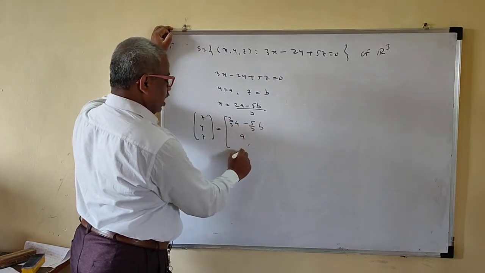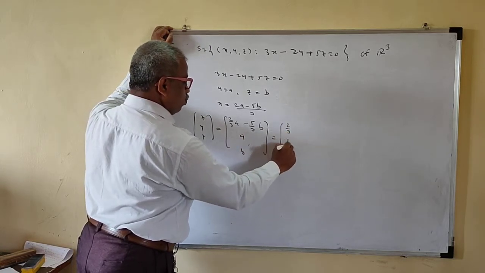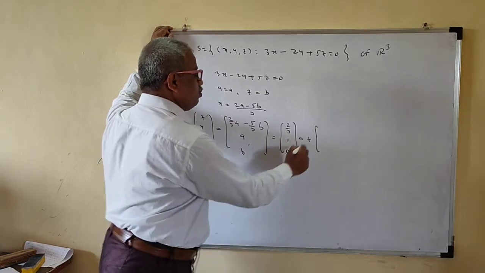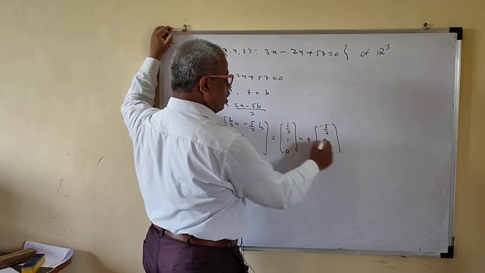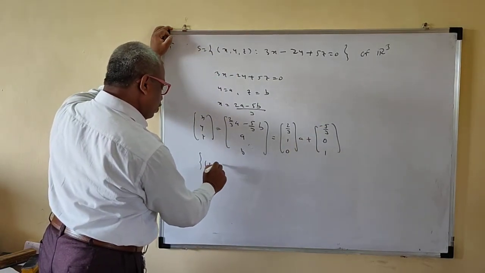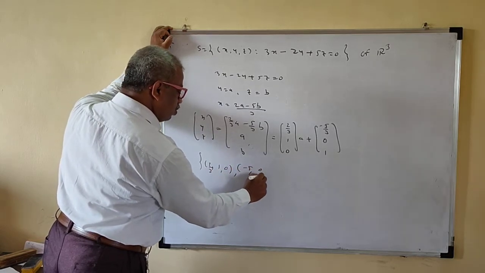So with a and b, this is 2 by 3, 1, 0 times a, plus minus 5 by 3, 0, 1 times b. That means your basis is 2 by 3, 1, 0 and minus 5 by 3, 0, 1.